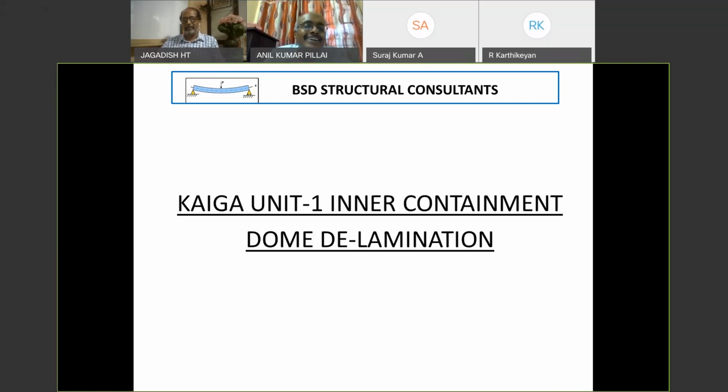Of course, this happened long back, more than a decade ago. But still, it's worth knowing what happened there. So I'm going to take another 5 minutes, a few slides on the delamination of the dome. I'll be talking more on the technical part, nothing to do with the responsibilities at all. It's only technical.